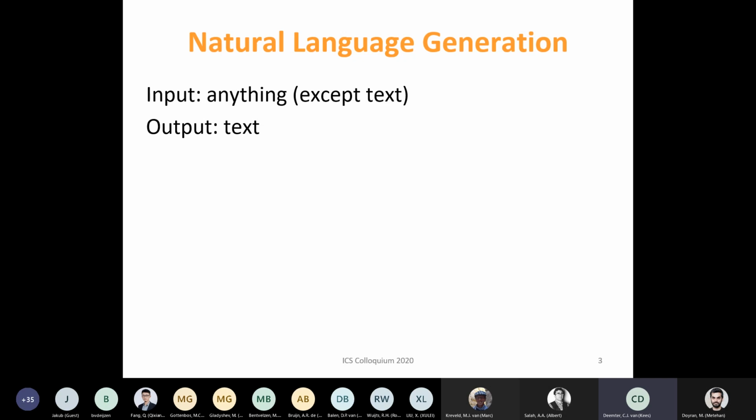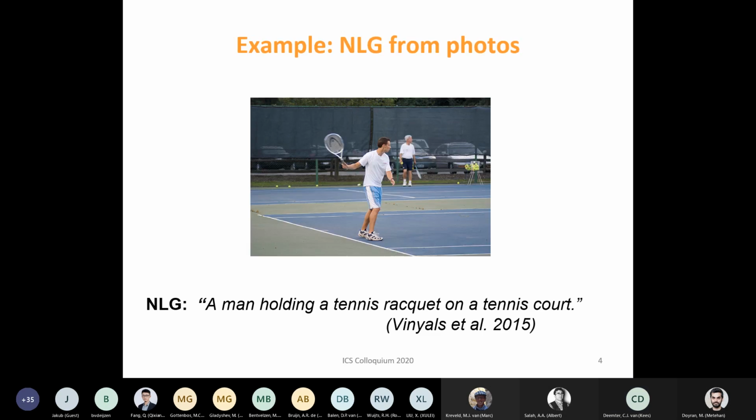So what is natural language generation? I'll keep this very brief for present purposes. It's about computer programs that take more or less anything as input, and particularly anything that's not text, and that output text. Here's a currently popular focus of attention in NLG, natural language generation, namely from photos. Okay, so here's a picture and here's an automatically generated caption to the picture. A man holding a tennis racket on a tennis court.